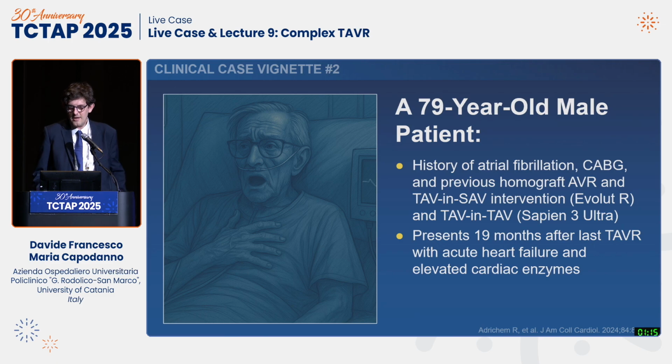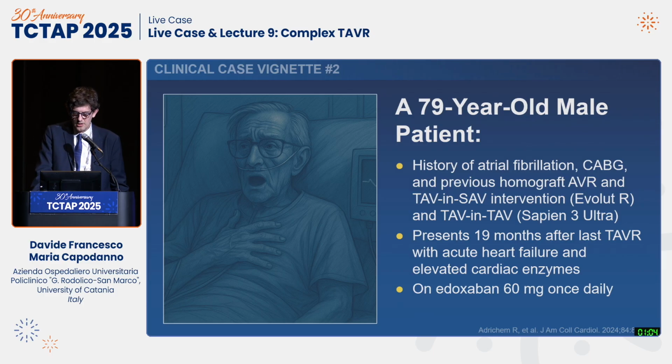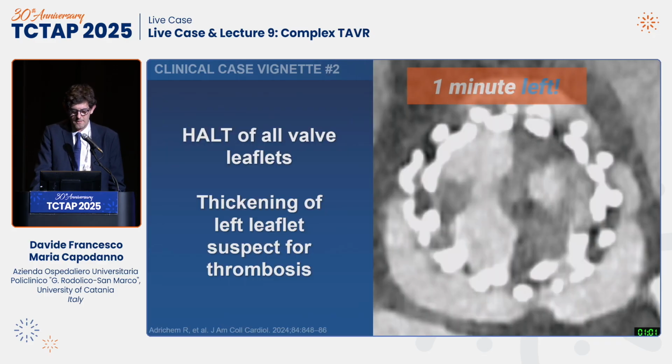So this is really, you may say, a nidus for thrombus, and the patient presents 19 months after the latest TAVI with acute heart failure and elevated cardiac enzymes. And the patient was on edoxaban 60 milligrams once daily because, again, of the atrial fibrillation.